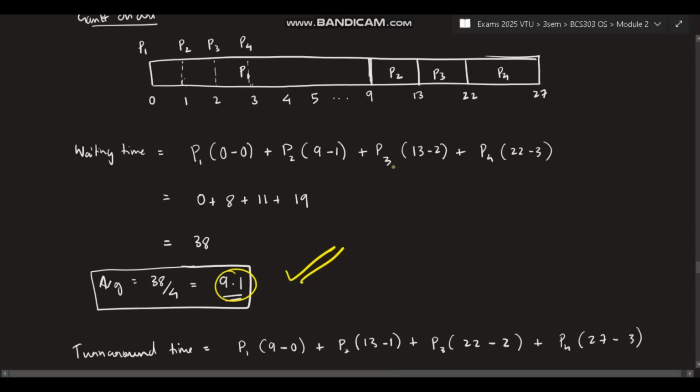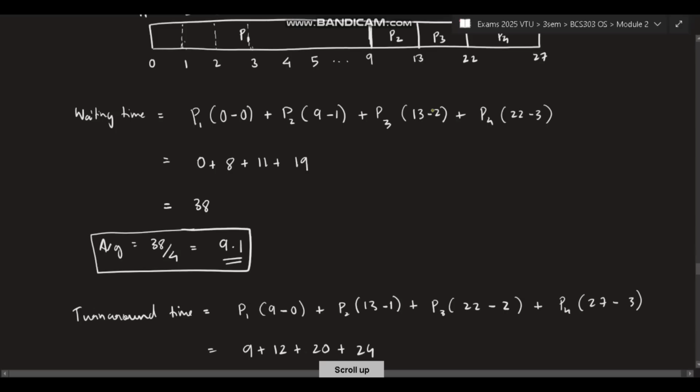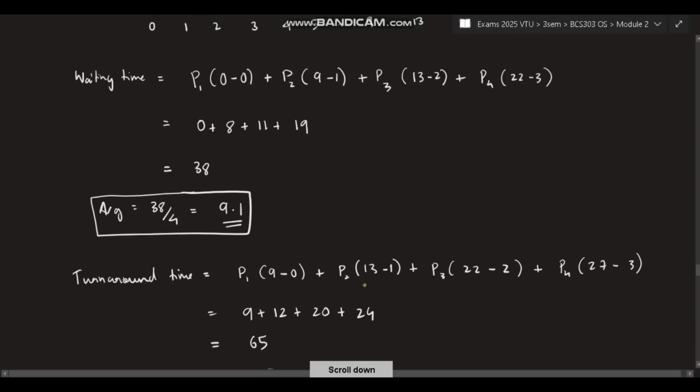Okay, next is the turnaround time. What do you understand by the term turnaround time? Very simple. When a process completed, what time did P1 complete? P1 completed at 9, P2 completed at 13, P3 completed at 22, P4 completed at 27. And when did P1 arrive? P1 arrived at 0, so it completed at 9, 9 minus 0. Next, P2 completed at 13. It had come at 1. So 13 minus 1, 12.